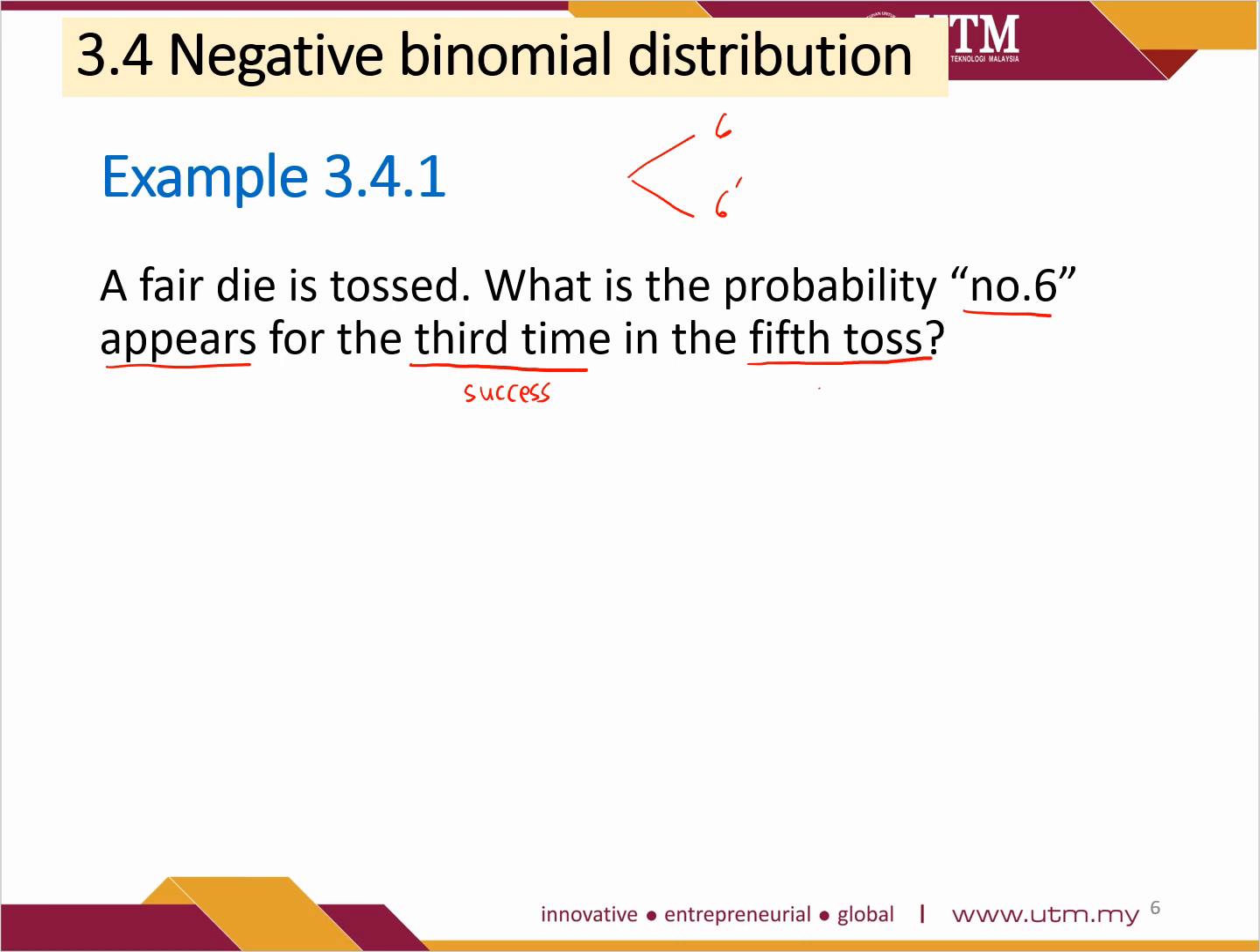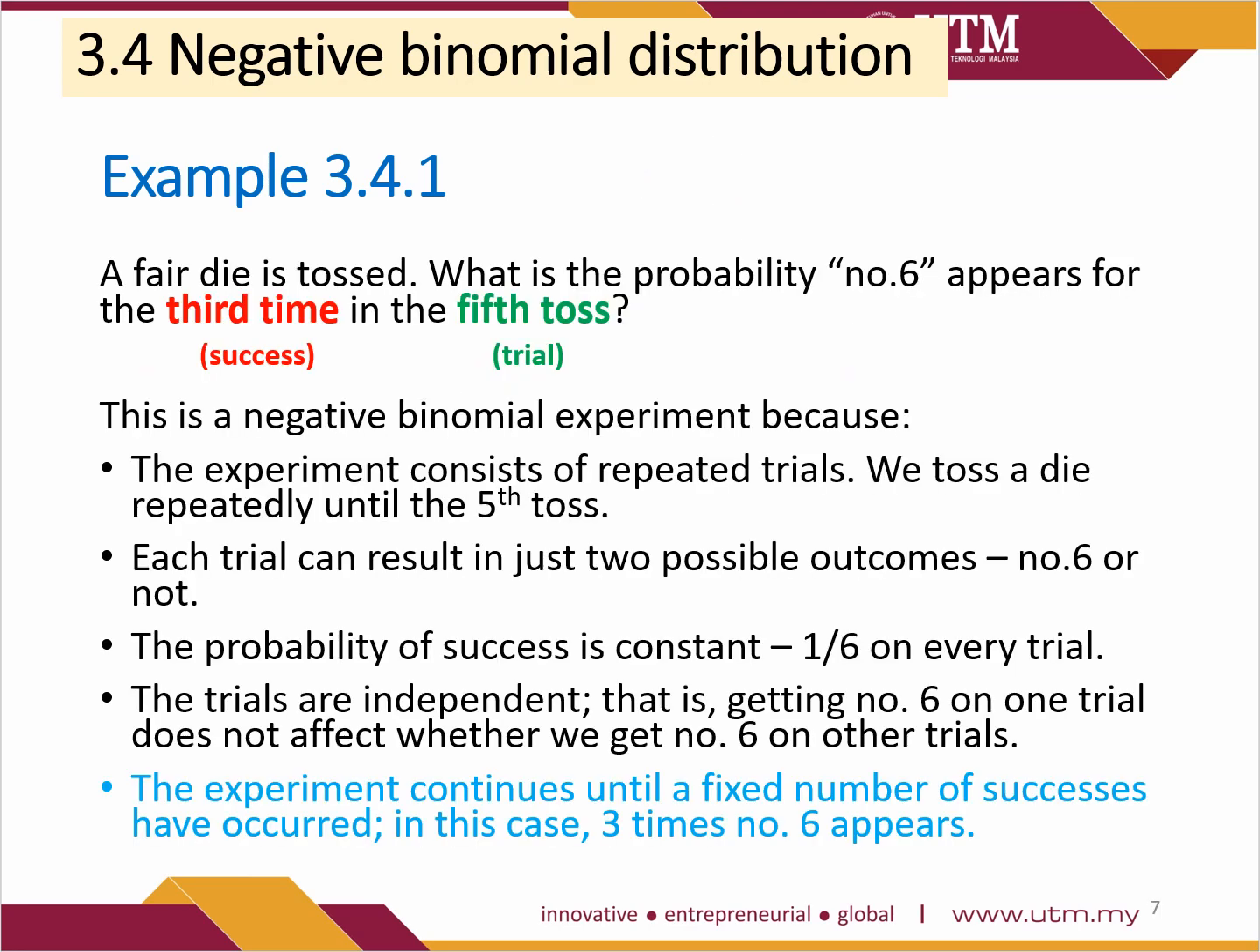So a bit of explanation on this example. We say that this is negative binomial because, first, it consists of repeated trials where the number of trials is not fixed.